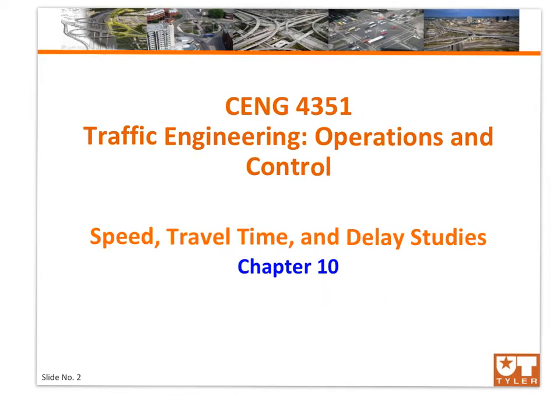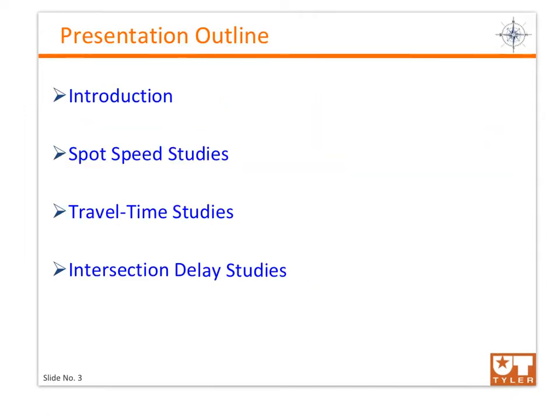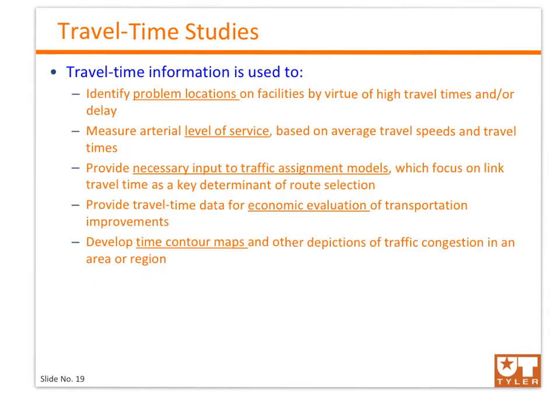Welcome to the second portion of chapter 10, where we are discussing three different aspects of traffic engineering operation and control: speed, travel time, and delay study. In the first portion of this chapter, we had an introduction on the differences and relationships between speed, time, and delay, and we also covered spot speed studies. Today we will be talking about travel time studies as well as intersection delay studies. So let's start with travel times.